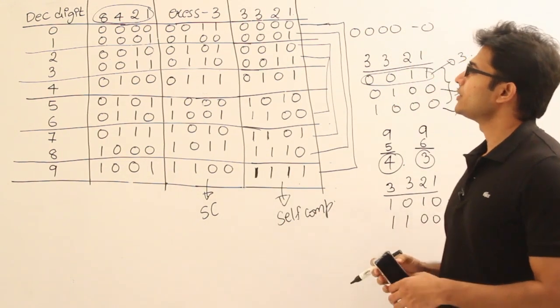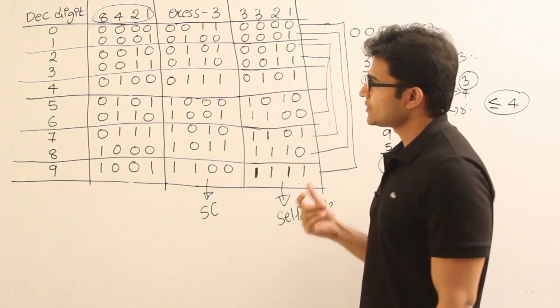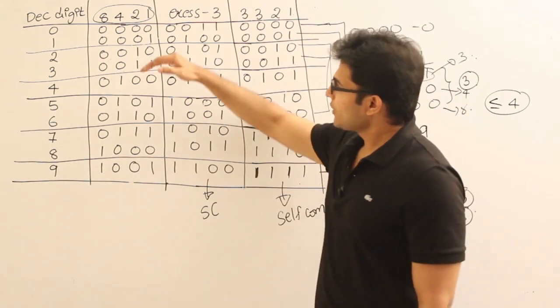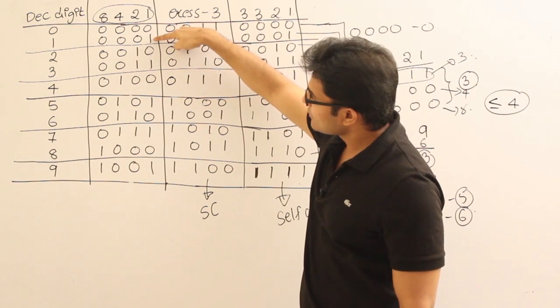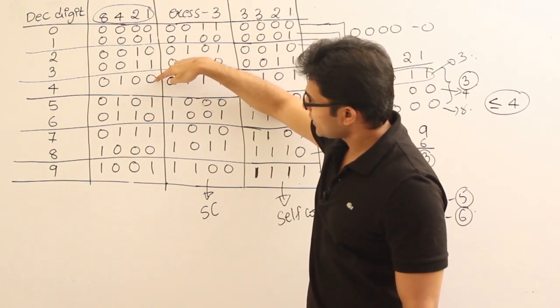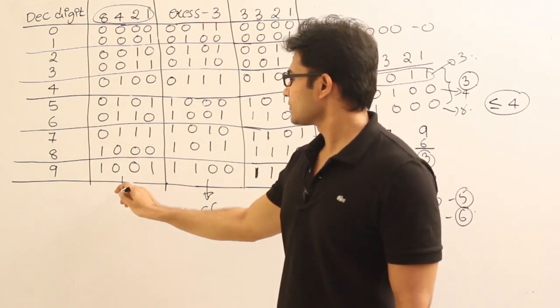The next point is, if you observe this 8421 and XS3, they are sequential codes. Sequential means if I take one number and add 1 to that, I get the next one. If I take this one and add 1 to that in binary, I get this one. Add 1, I get this. Add 1, I get this, right? Therefore 8421 is sequential.